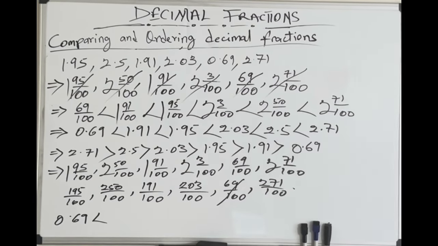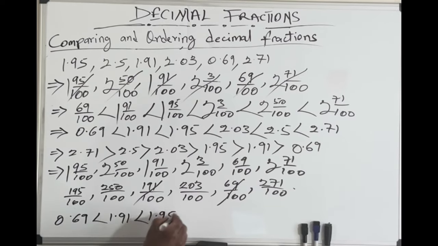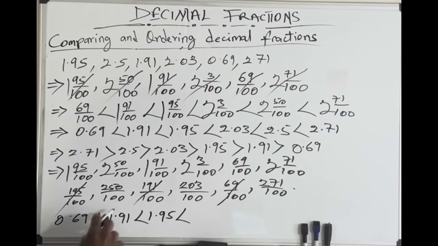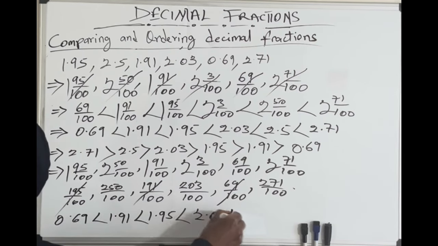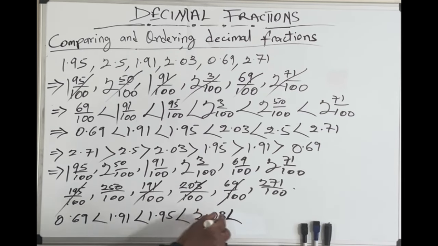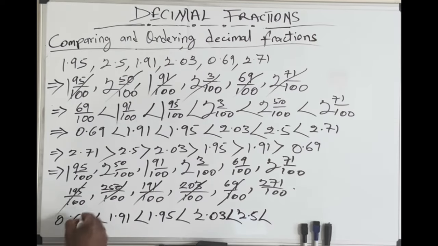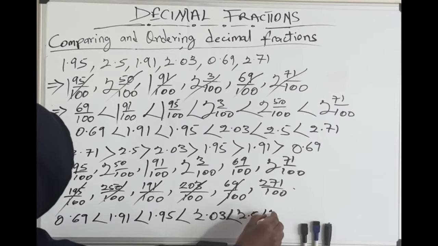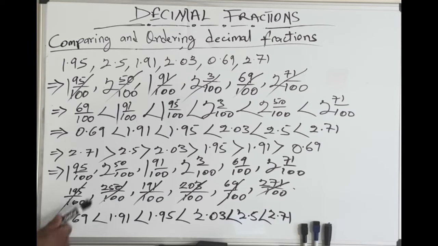91 goes for 1.91. It's less than. We're done with this. Then 195 goes for 1.95, which is also less than. 203 goes for 2.03. It's also less than. 250 goes for 2.5. It's also less than. And 2.71. So we can see that they all have the same answers.